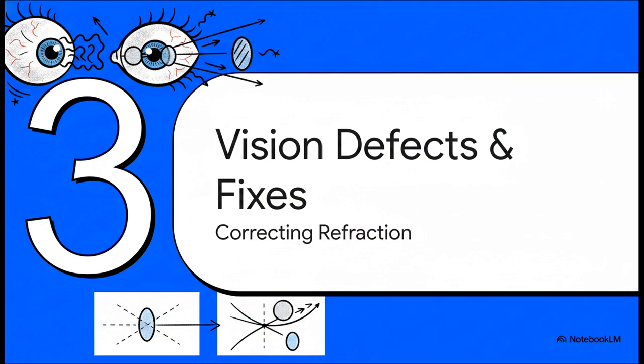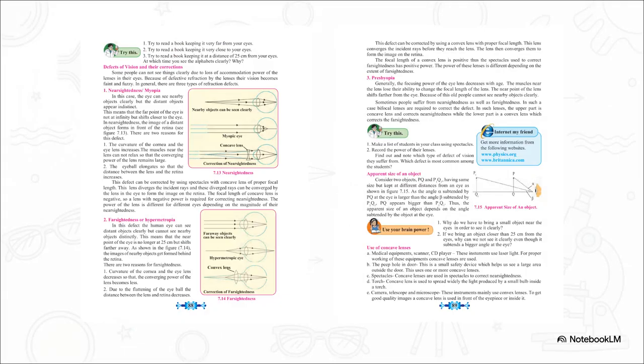Section 3. Vision defects and their corrections. And this brilliantly illustrates what happens when refraction goes wrong. In nearsightedness or myopia, the eyeball elongates or the lens becomes too curved, causing the image to form completely in front of the retina. On the flip side, we have farsightedness or hypermetropia. Here, the eyeball is flattened, meaning the image forms way behind the retina. In both of these cases, the final result for the person is unfortunately a very blurry picture.